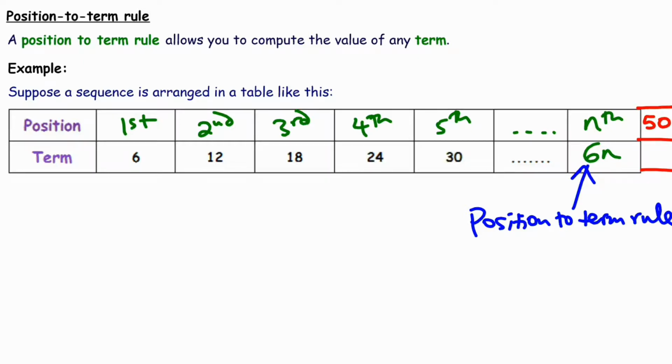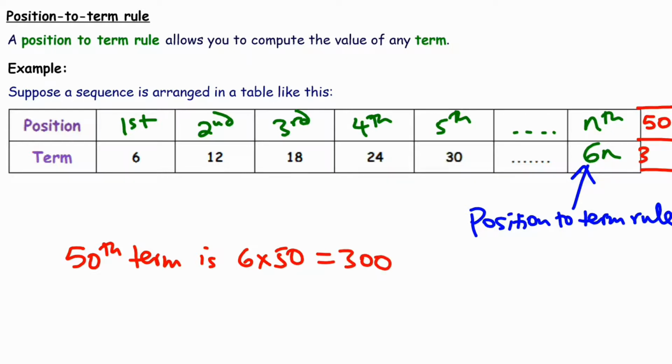So the 50th term of this sequence is basically 6 multiplied by 50, because the position to term rule is 6 multiplied by n, and n is 50 because you're trying to find the 50th term, and that will be equal to 300. So the 50th term will be 300.